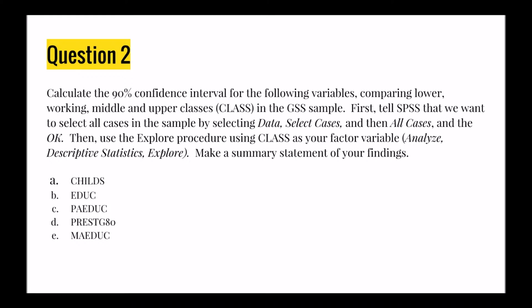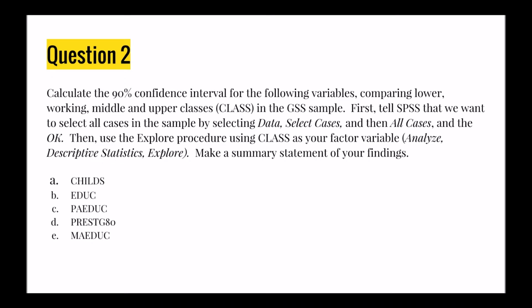Question 2, I want you to calculate the 90% confidence interval for the following variables comparing lower, working, middle, and upper classes, or the variable class, in the GSS sample. So the first thing we need to do is to tell SPSS that we want to select all cases in the sample by selecting Data and Select Cases, and then All Cases, and then OK.